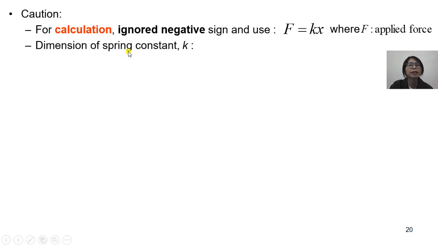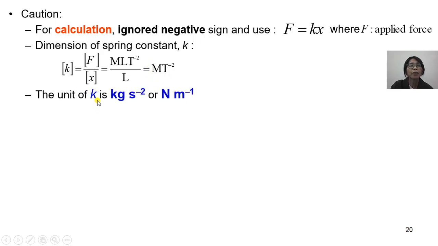If we refer to the dimension of the spring constant, the dimension for k will be the dimension of F divided by the dimension of x. The dimension for F is MLT negative 2, divided by the dimension for x, which is capital L. So we will get the dimension for spring constant k as MT negative 2. By referring to the dimensions of the spring constant, we can get the SI unit for k, which is kg per second squared, or Newton per meter.